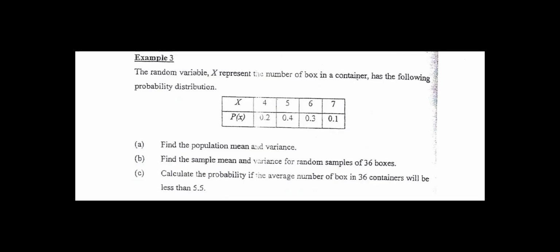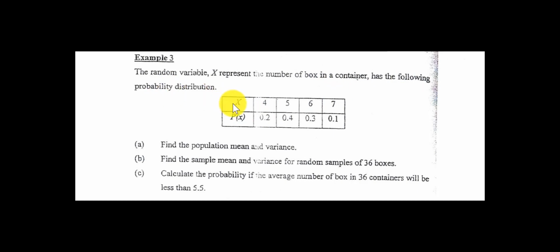Now we proceed to the next example, example 3. The random variable x, which represents the number of boxes in a container, has the following probability distribution.